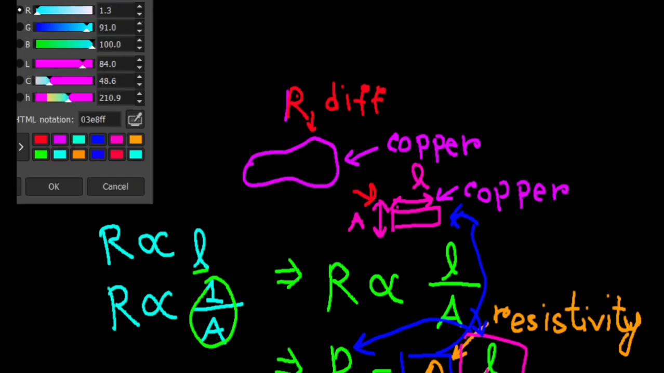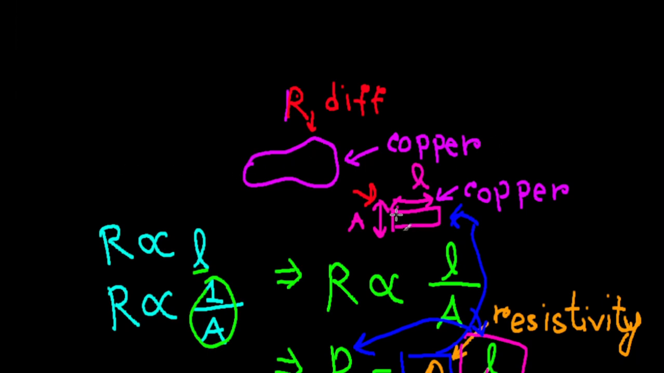As I said, your resistivity does not depend on these dimensions. Whether it looks like a nugget or a very tidy looking rod, or whether this is bigger, this is smaller, resistivity does not care about that. It only cares about what the material is. Since it's the same material, your resistivity rho is going to be the same.